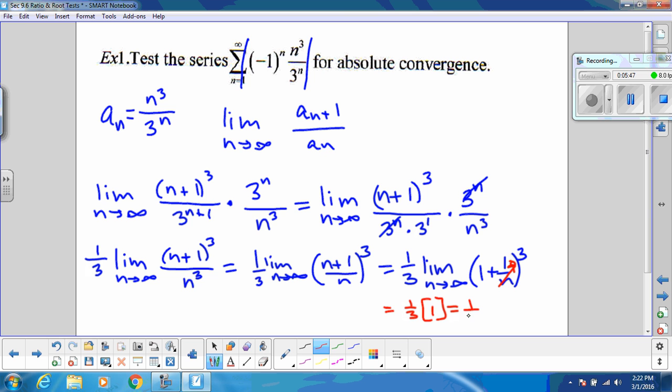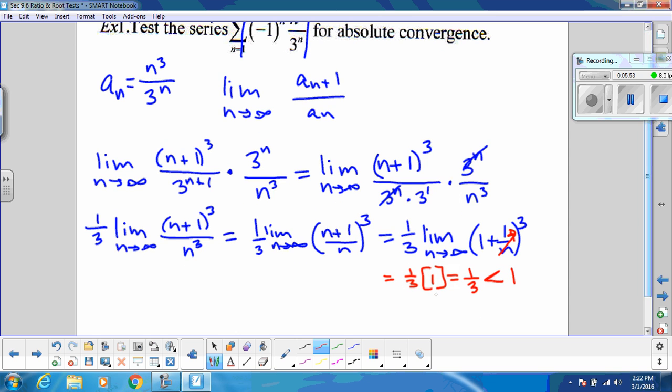So what does that mean? Well, according to the ratio test, this ratio is less than 1. So that means this series is convergent, and it converges absolutely.